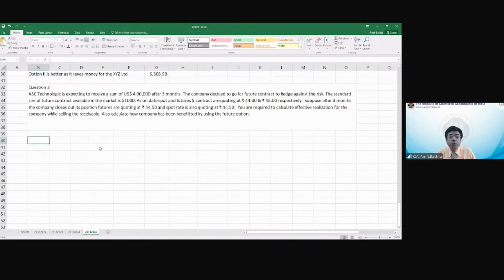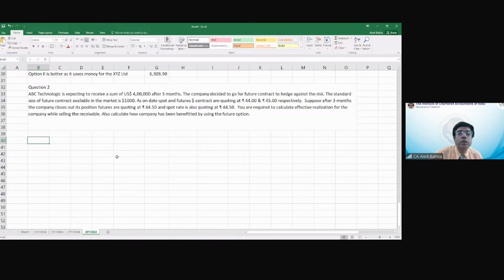As on date, spot and future dollar contract are quoting at rupees 44 and rupees 45 respectively. Suppose after 3 months, the company closes out its position, futures are quoting at 44.50 and spot rate is also quoting at rupees 44.50. You are required to calculate effective realization for the company while selling the receivable. Also calculate how company has been benefited by using the future option.